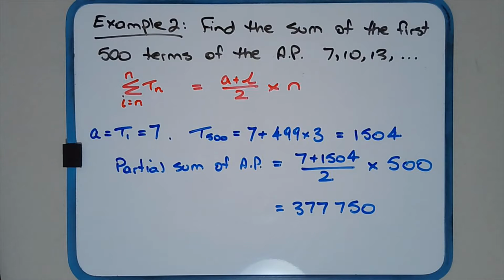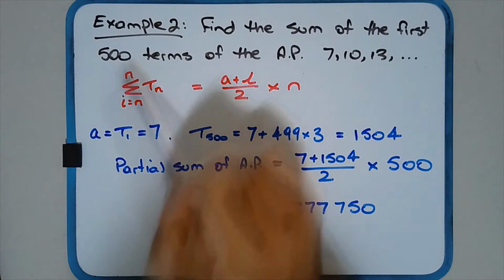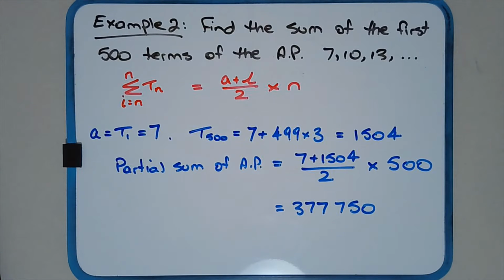Example 2. Find the sum of the first 500 terms of the arithmetic progression 7, 10, 13, and so on. Now this is similar to example 1. The only change is that instead of the first 5 terms, we're looking at the sum of the first 500 terms. And we're going to use the alternative method. That is, we find the average or the mean of the first and last terms of the partial sequence and then multiply it by the number of terms of the partial sequence to then find the sum of that sequence.